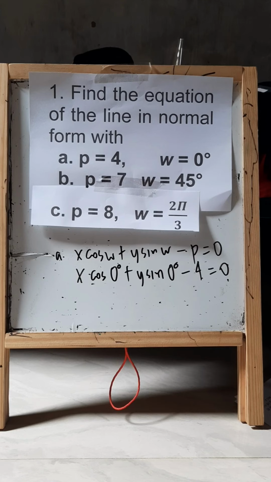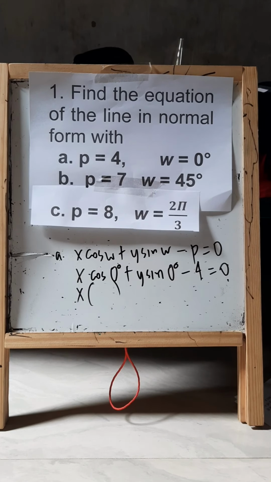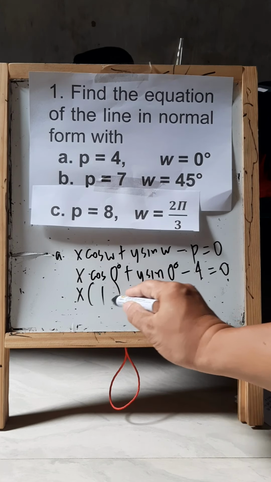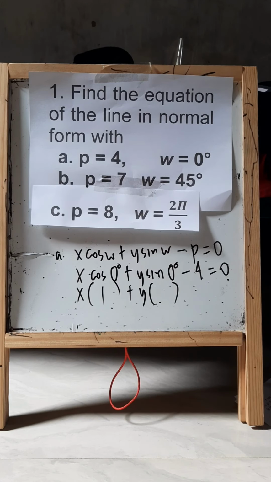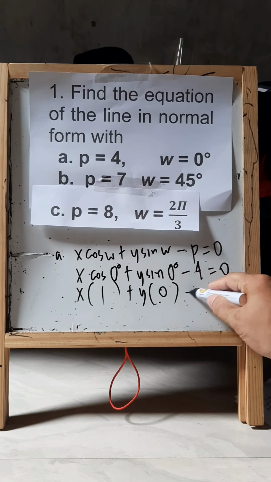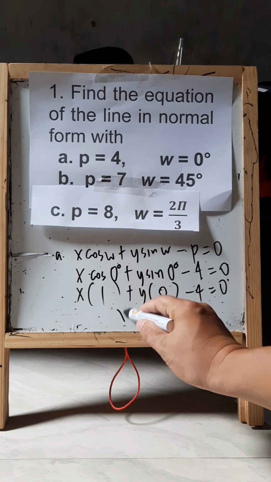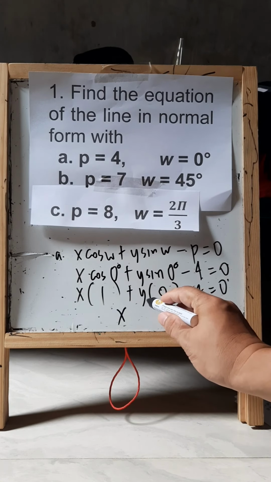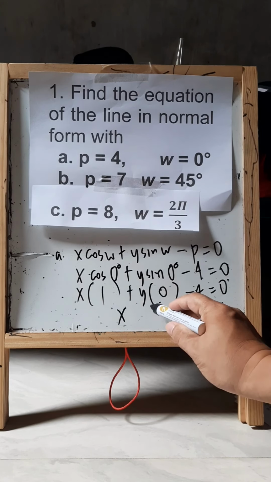So let's continue using your calculator. What is cosine 0 degrees? Just press cos 0, that's equal to 1. And using your calculator, what is sine 0? That's equal to 0. Minus 4 equals 0. X times 1 is x. Y times 0 is 0. So that's gone, eliminate.